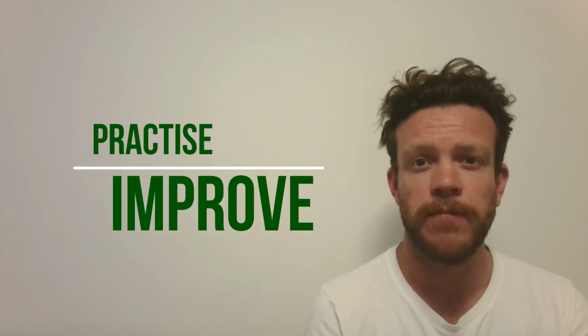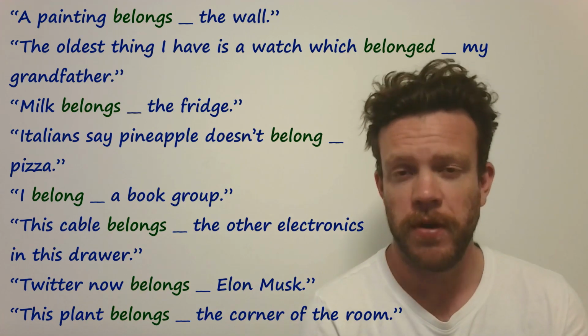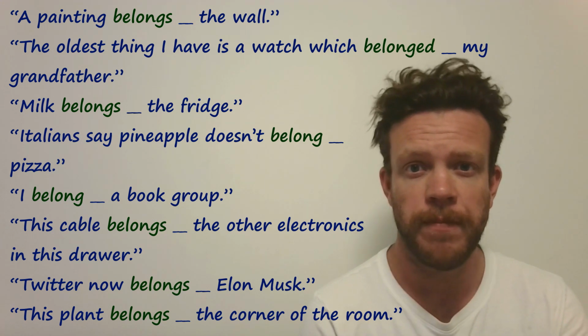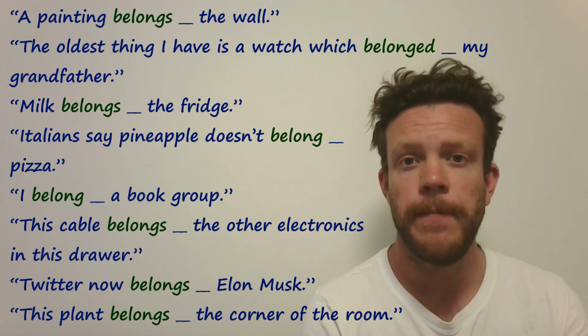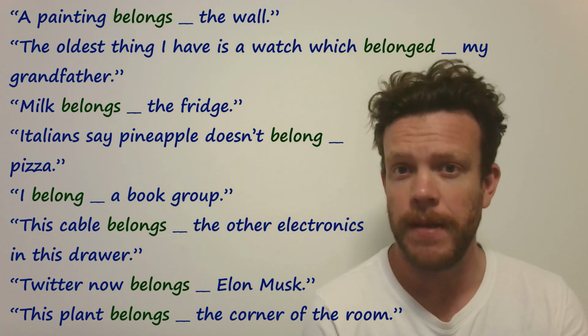When you're ready, let's practice and improve. Just complete the following sentences with the appropriate preposition. Belong to, if we're talking about property or membership. Belong plus the appropriate preposition if you're talking about the right place for something.